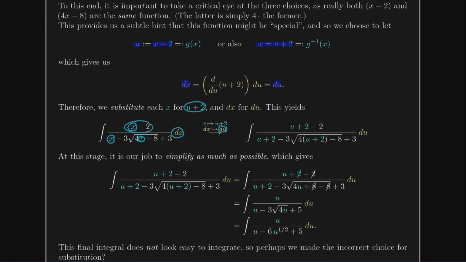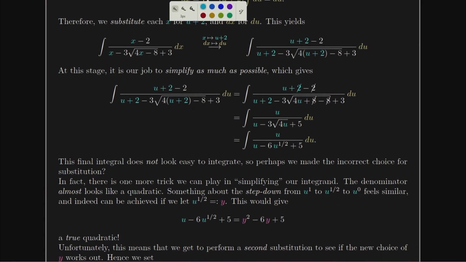What does that give me if I go through and simplify? Well, in the numerator, the 2's cancel. In the denominator, the 8's cancel, right? Because this 4 is going to distribute to both terms there. And what I'm left with is u over u minus 3 root 4 times (u plus 5), or as we already saw before, root 4 is really just a 2, so it's 3 times 2 times root u, also known as 6 root u plus 5. Okay, so how do I want to integrate this now?